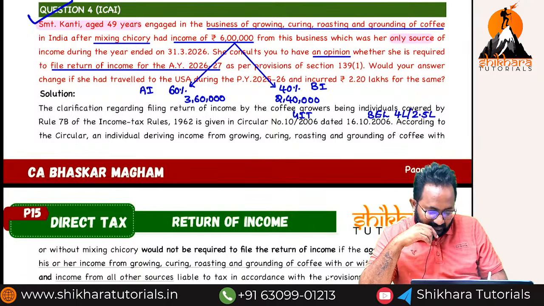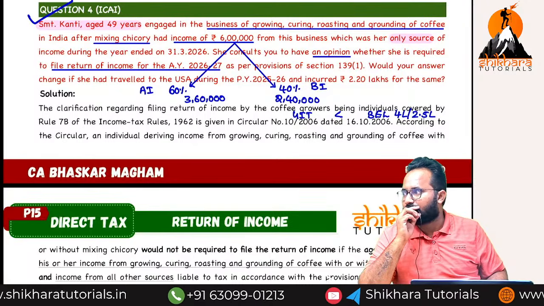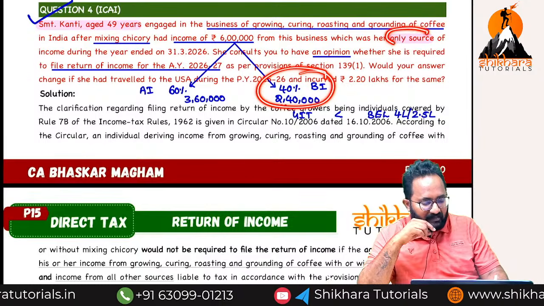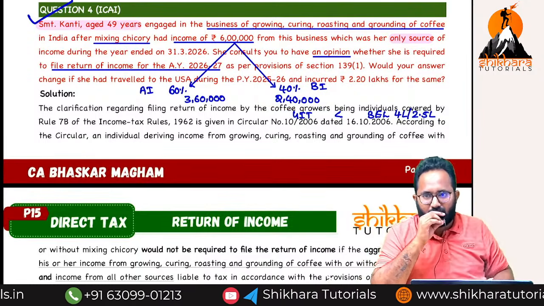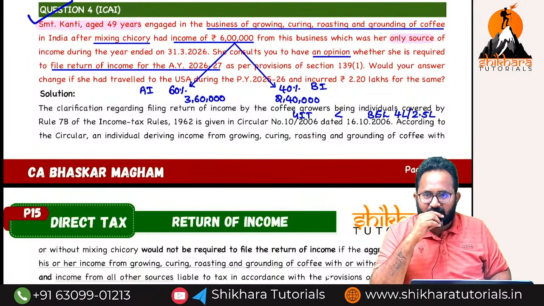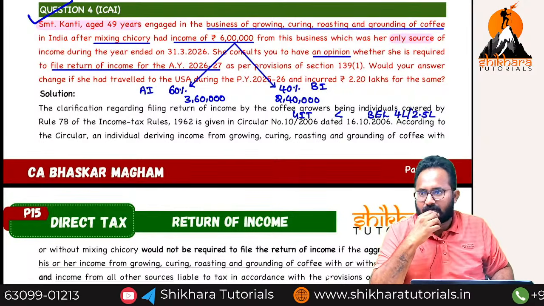2.5 lakh. Still the gross total income is less than the basic exemption limit. Sir, how can you say this is the only income? Clearly they have given: there is no other income in the hands of the assessee. Only one income they have during this year. So that is less than the basic exemption limit. Now required or not required to file return? Not required to file return.